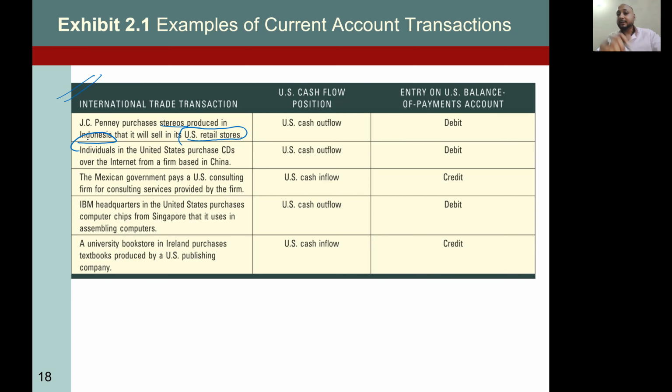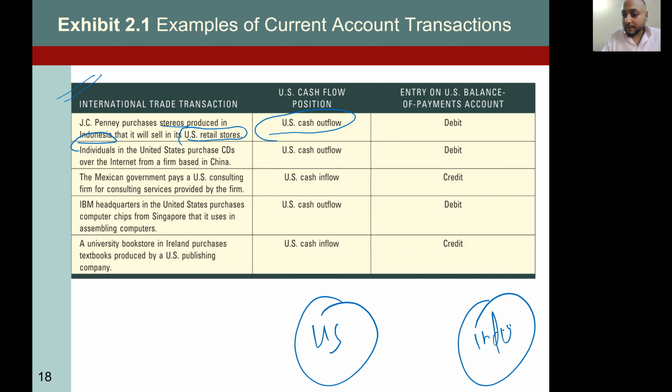So in this case, there is a US outflow, which means the dollar will go out, right? This is basically cash outflow from the US. You understand? Because we are importing. When we import, goods will come to the country.